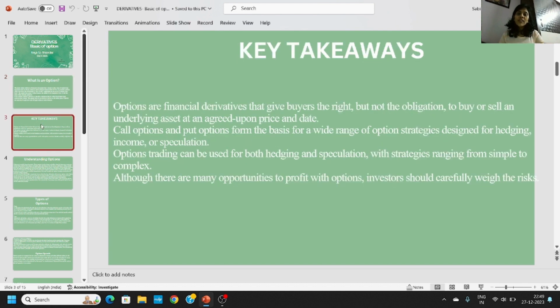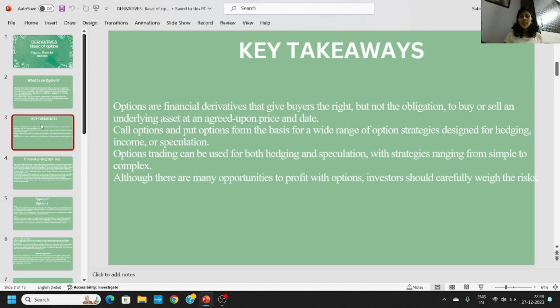So what are the key takeaways? Options are a financial derivative that gives buyers the right but not the obligation to buy or sell an underlying asset at an agreed upon price and date. Call options and put options form the basis for a wide range of option strategies designed for hedging, income or speculation. Option trading can be used for both hedging and speculation, with strategies ranging from simple to complex.